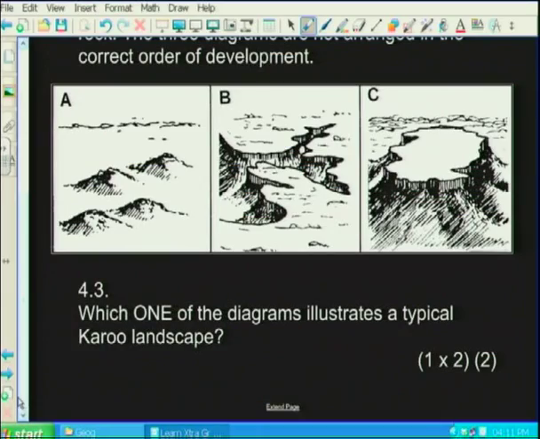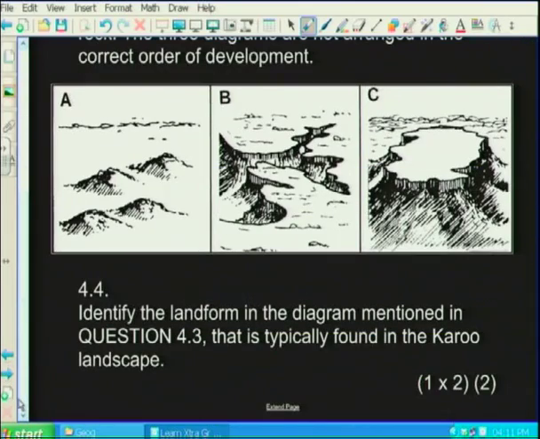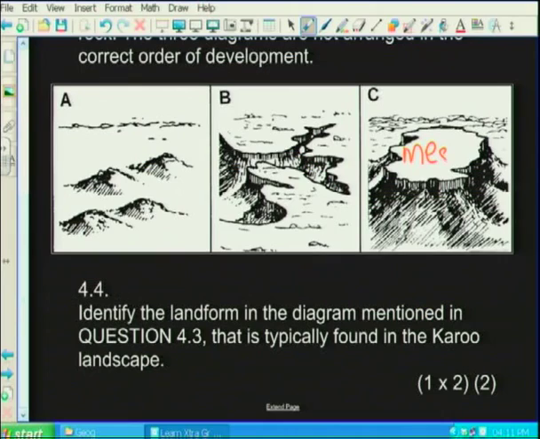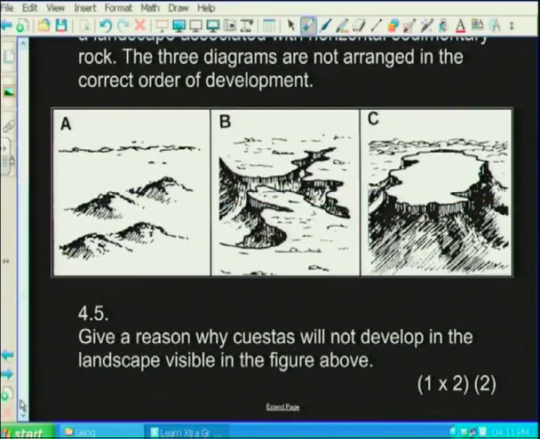Okay, question 4.3. Which one of the diagrams illustrates a typical Karoo landscape? And like I've said to you before, it's going to be letter C. This is most likely a mesa or a plateau or something of that nature. 4.4, identify the landform in the diagram mentioned in question 4.3 that is typically found in the Karoo landscape. We've jumped the gun there, I've written it on the slide before that, but this would be an example of a mesa. Okay, our last question for 4.5, give a reason why cuestas will not develop in the landscape visible in the figure above.